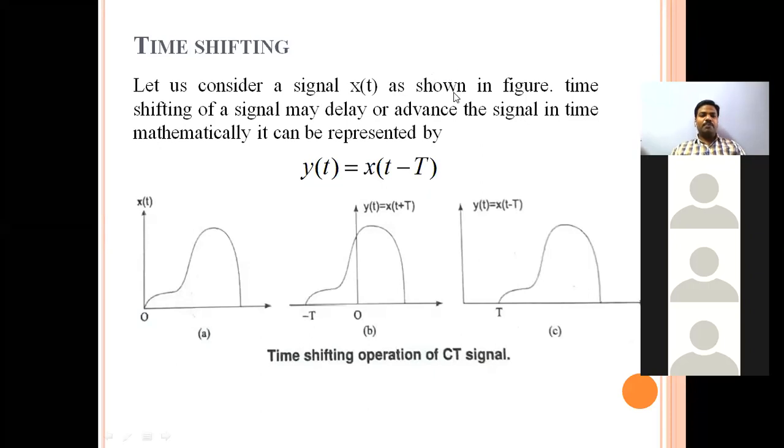First one is time shifting. As I already told you, most of the time by seeing the name of the title, you are going to get some information and understand the content of that topic. Time shifting means the time has been shifted to a new value. Let us consider the signal x of t, which is as shown.